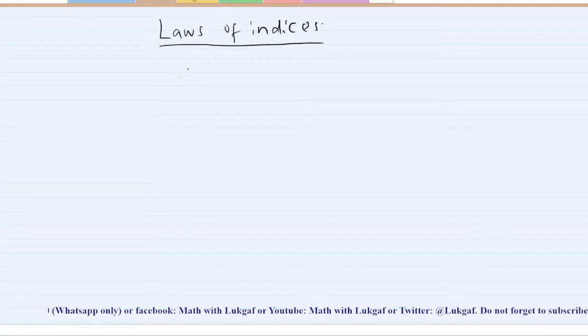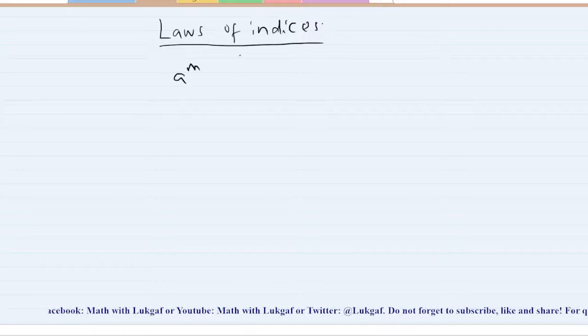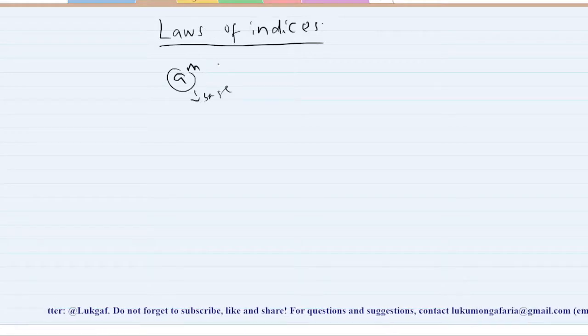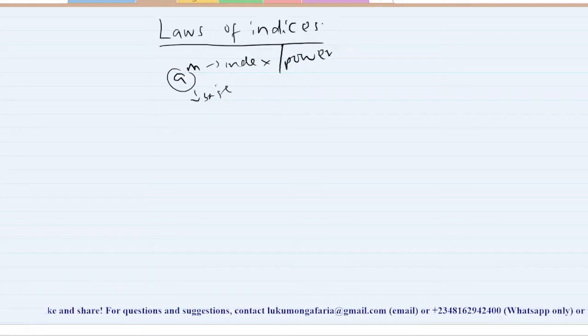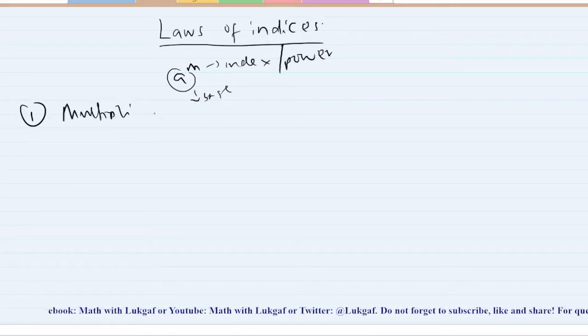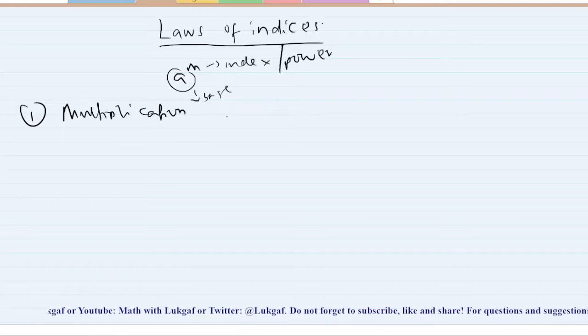Remember that I said when you have a raised power m, then such a number is in index form. Where a is your base, m is the index or power, pronounced as a superscript m, a raised power m, or a index m. Okay, now let us take it one by one. The first rule I'm going to take with you is the multiplication rule of indices. That is not difficult.